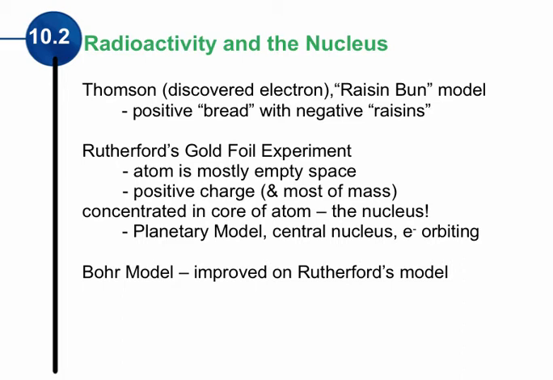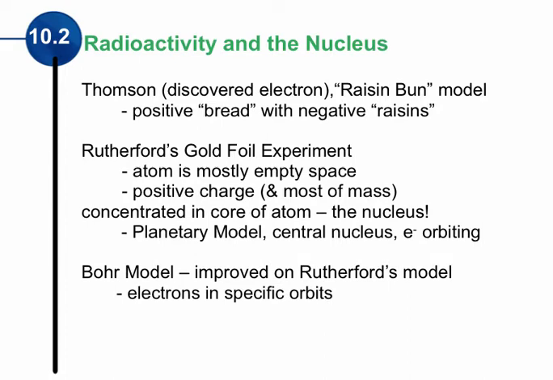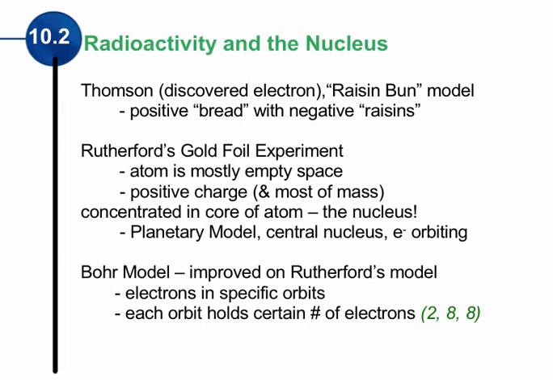And rather than just saying these electrons are randomly floating around, the Bohr model states that the electrons are in specific orbits. And remember, we looked at these orbits, and these orbits fill up in certain numbers. They can only hold a certain number of electrons, following that 2-8-8 model. And the Bohr model is still the model that we use today to explain simple atoms.